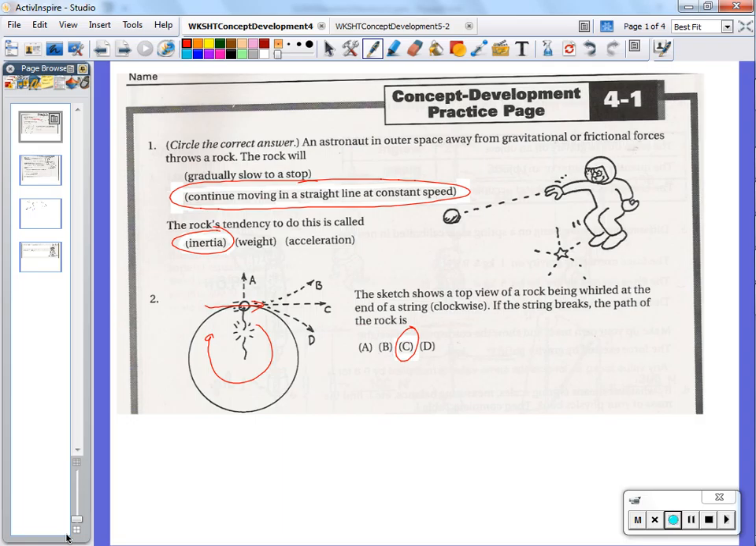If you look at this, you're actually looking at it from the top. It's like I'm swinging it like this, but you're looking at it from the top. Because if I break the string right now, it'll go straight, but it'll also go which way? Down, because of gravity. But if you're looking at it from the top, you really can't see gravity. You know what I'm saying?